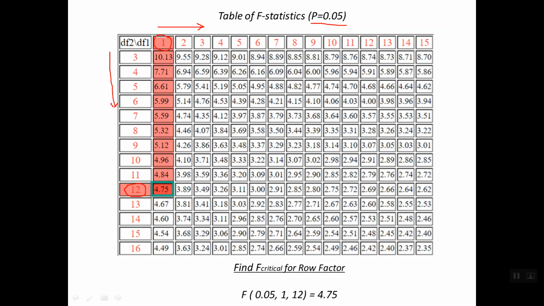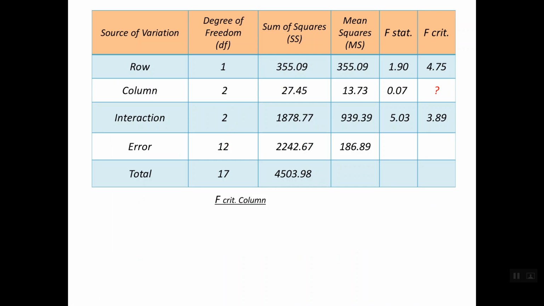So the value of F for the first factor at probability 0.05 and first degree of freedom 1 and the second of 12 is equal to 4.75. So this is the F critical for the first factor.